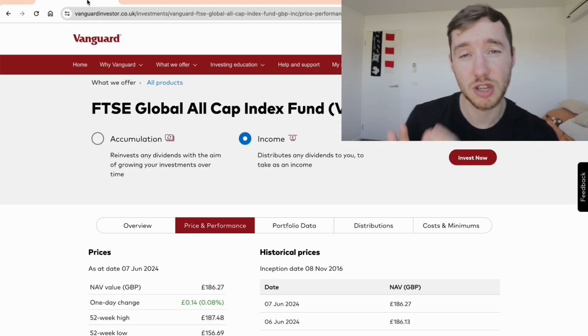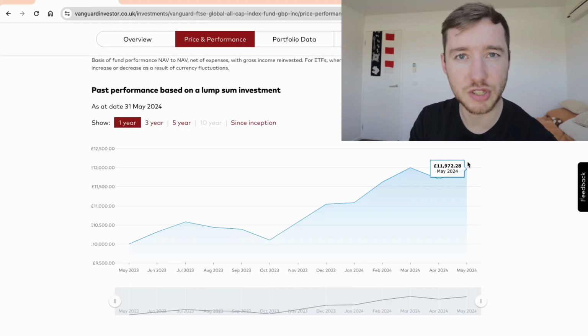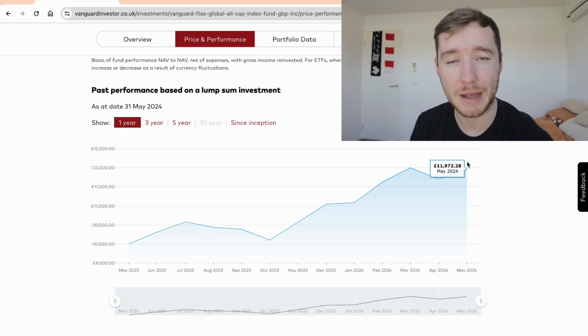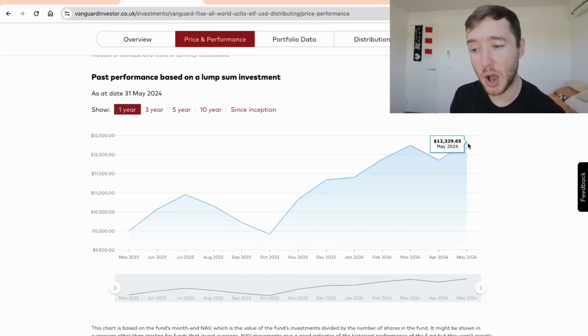The fourth thing I'm going to come on to, and this is probably what most people always hone in on, I guess is natural, the returns. Let's look at the past returns of both of these funds. So for the FTSE Global All Cap, a lump sum 1 year ago of £10,000 would be worth just under £12,000 today. For the FTSE All World, it's just over £12,000 at £12,329.